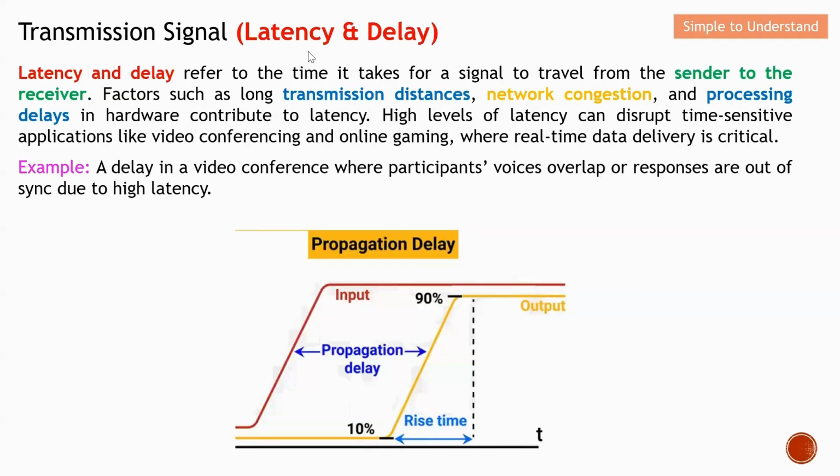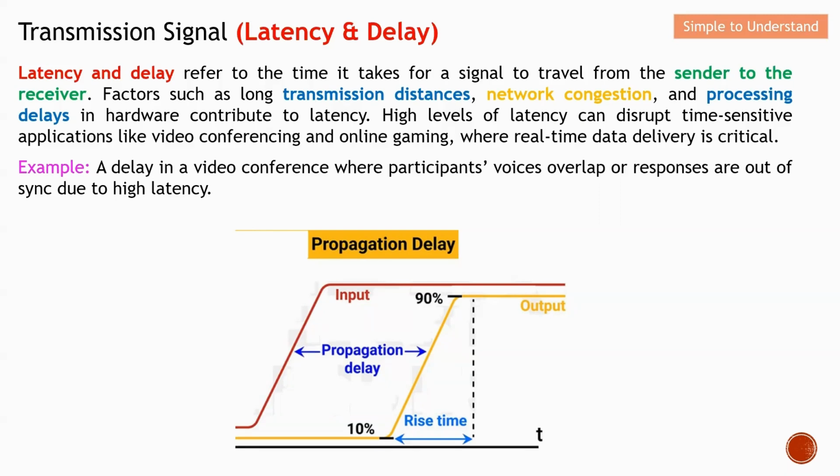Latency and delay refer to the time that it requires for the signal to travel from the sender to the receiver. Based on the distance, the longer the distance, the longer the delay that you're going to anticipate. So basically you can't remove the delay. Definitely you will have some form of delay because the signal requires time to propagate from the transmitter to the receiver.